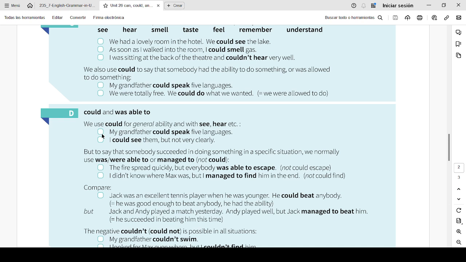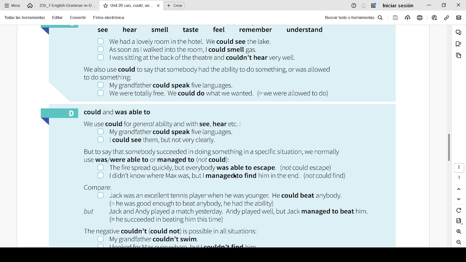For example, the fire spread quickly, but everybody was able to escape. Not "could" escape, right? Because we're talking about something that was a success. In this case, everybody was able to escape, right? I didn't know where Max was, but I managed to find him in the end. Not "could" find.